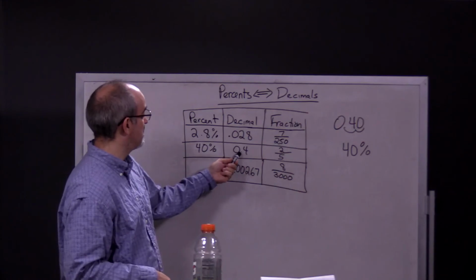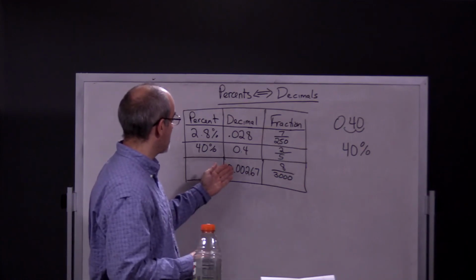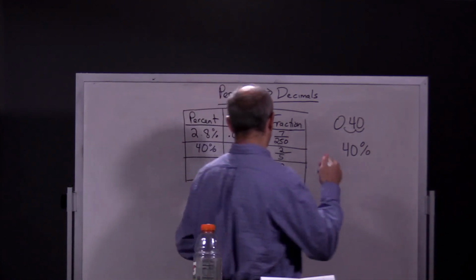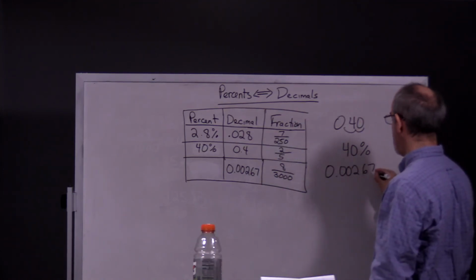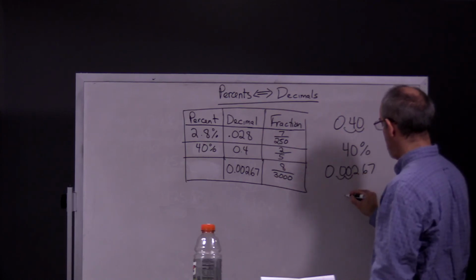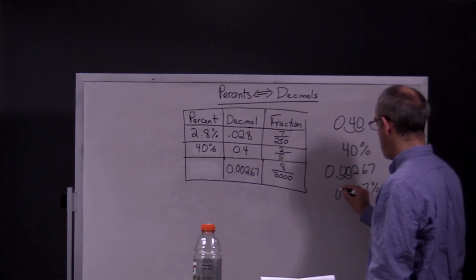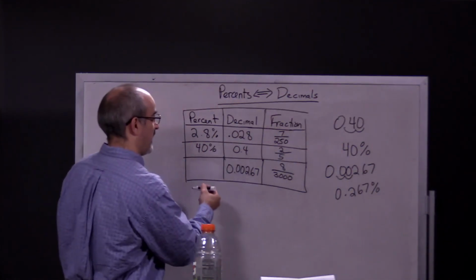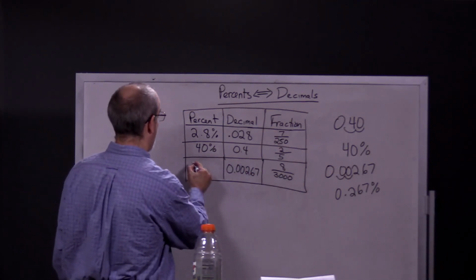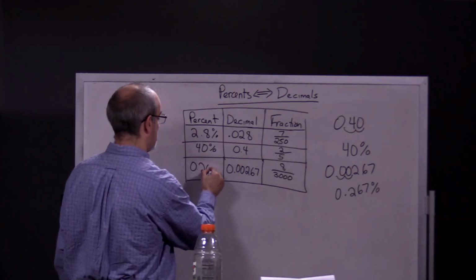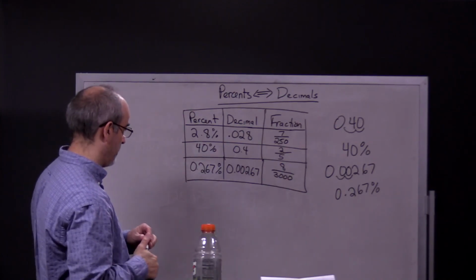Well, we just showed how you change a decimal to a percent. You move the decimal 2 places to the right. So it's going to look like that. And you move the decimal 2 places to the right, then you put the percent sign on the end. So it'd be 0.267%.